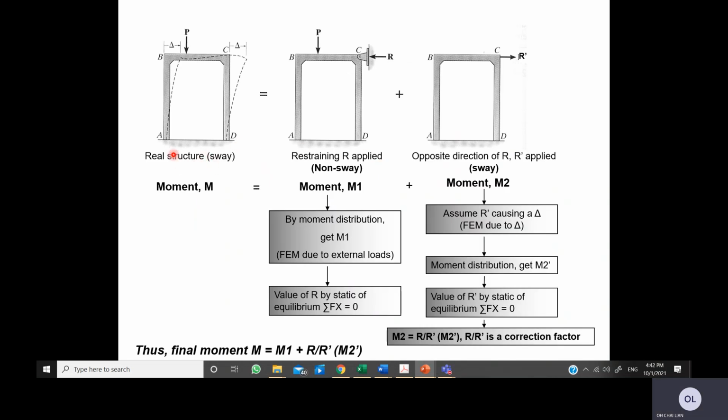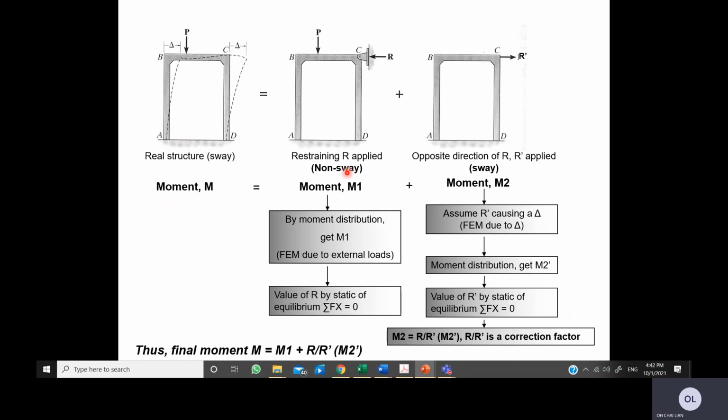So this is the real structure again, and the procedure has been highlighted here. We need to determine the real moments at the joints. So there will be two analysis stages involved here. The first one is a non-sway analysis, where because of the restraint, or the artificial joint, there will be a restraining force, termed R, applied here. So the real load is still maintained.